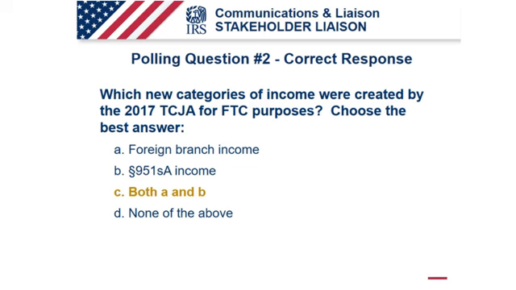Okay. The first two categories, A and B, were added by the 2017 TCJA. So 951A is the GILTI category, and the foreign branch is the second category on the form. So the answer would have been both A and B.